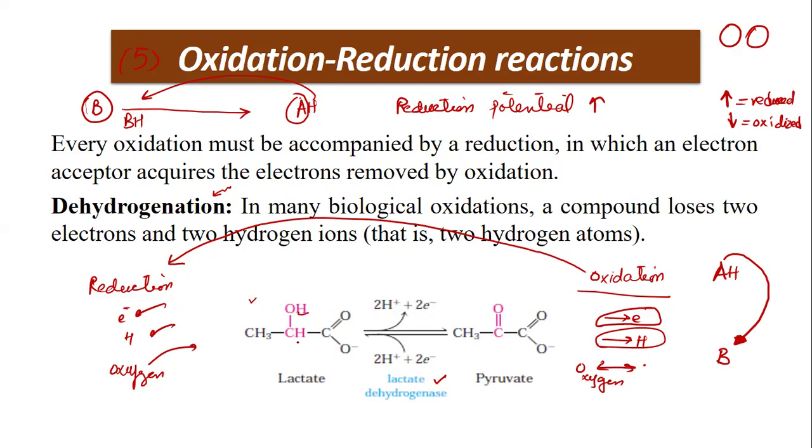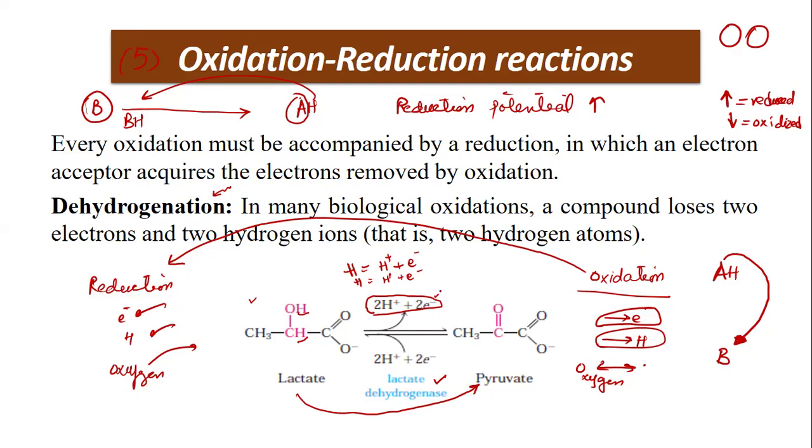So one hydrogen from here, one hydrogen from here, two hydrogen atoms, because one hydrogen atom is a combination of one proton and one electron. Two hydrogen atoms mean two protons and two electrons will be released. Two hydrogen atoms or molecular hydrogen will be released, and this carbon will make a double bond with oxygen and the lactate will be converted into pyruvate. This is the oxidation of lactate. Lactate has removed hydrogen and it has oxidized to pyruvate.